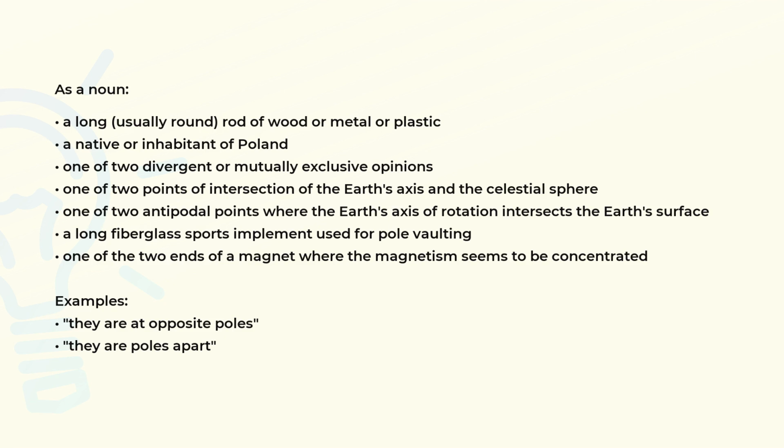One of two points of intersection of the Earth's axis and the celestial sphere. One of two antipodal points where the Earth's axis of rotation intersects the Earth's surface. A long fiberglass sports implement used for pole vaulting. One of the two ends of a magnet where the magnetism seems to be concentrated.